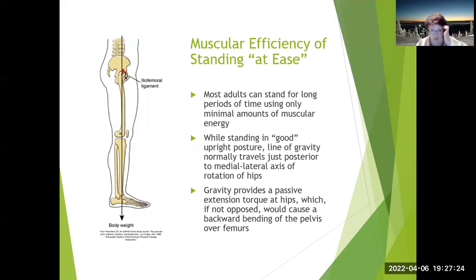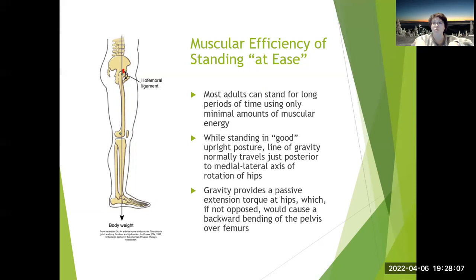So this is a diagram from the book, and in our normal standing position with good upright posture, the line of gravity is just posterior to the medial-lateral axis of rotation of the hips. Okay, so you can see that if that line is a little bit posterior, we have a passive extension torque at the hip. If that wasn't opposed by those three ligaments, the pelvis could bend backwards over the femurs. It doesn't, though, because you have those three ligaments, iliofemoral, ischiofemoral, and pubofemoral, preventing that extension.